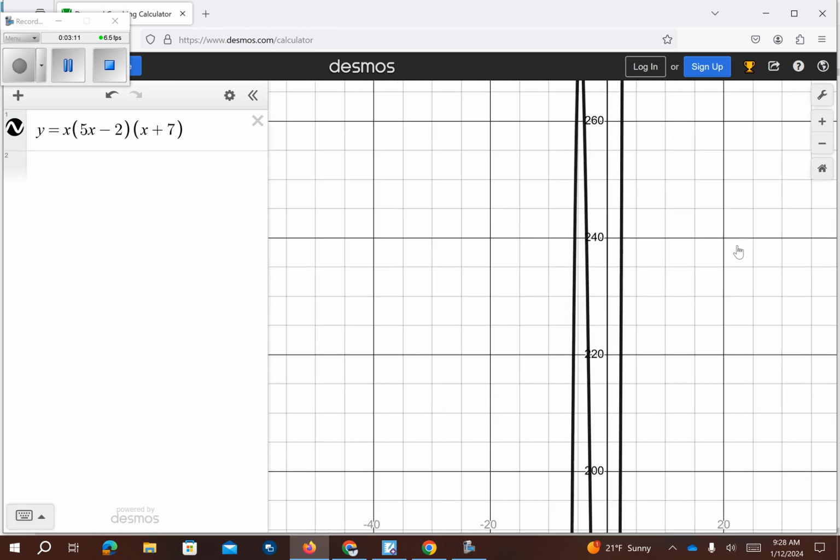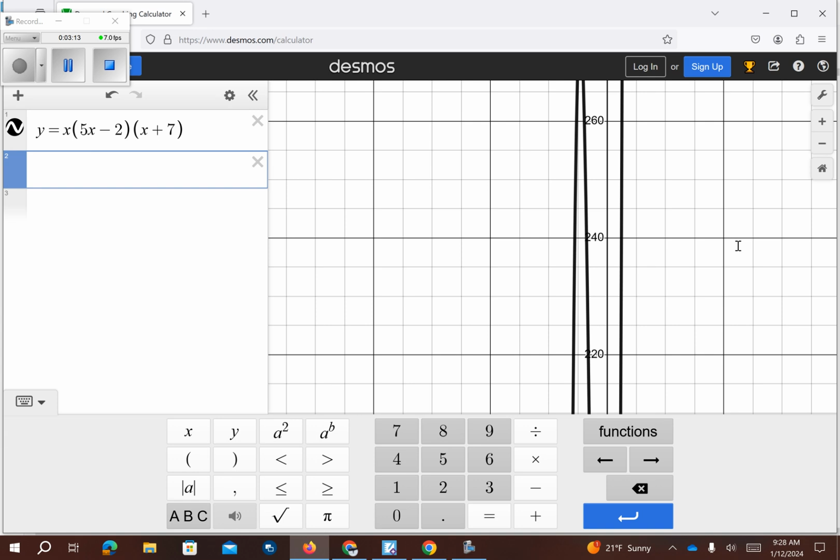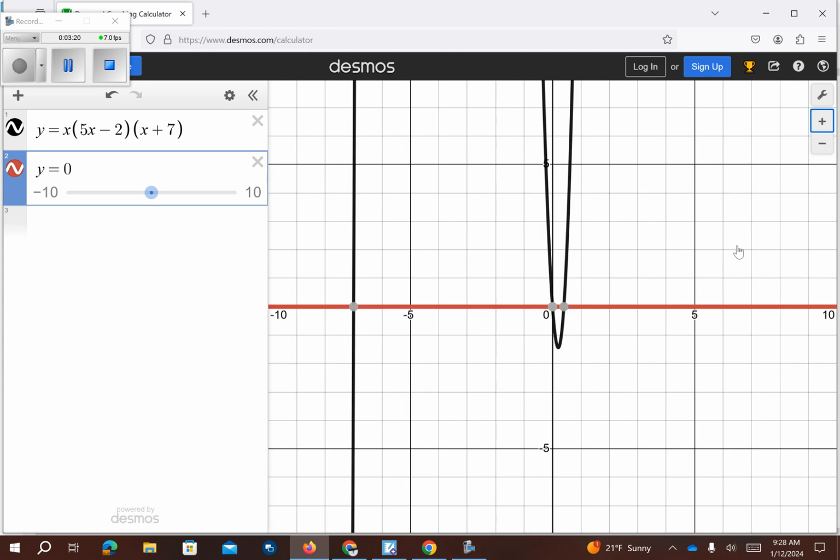And then what I want is also I want y equals 0, which is the x-axis, right? So if you hit your home button, again, I'm only worried about the x values. So my answers are -7, 0, and 0.4. Feel comfortable so far?